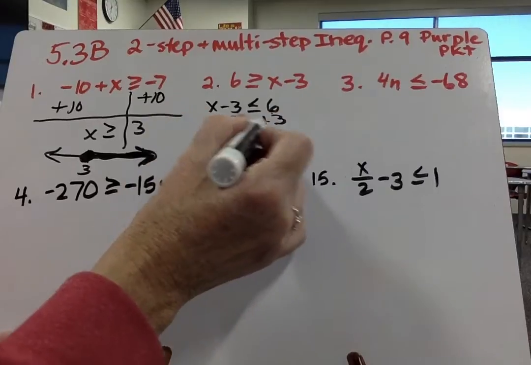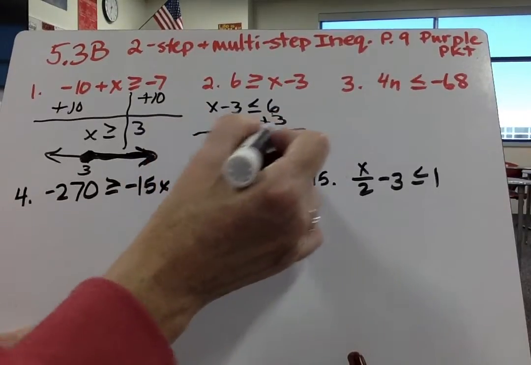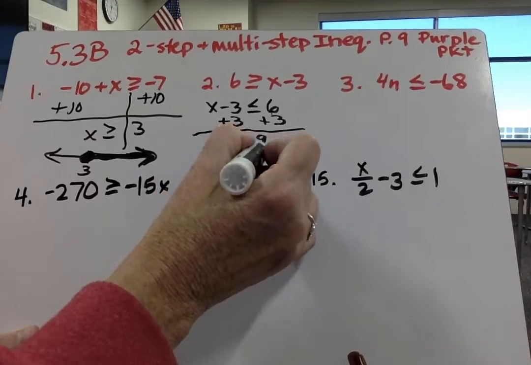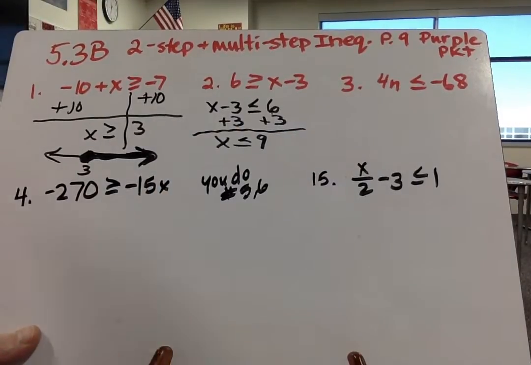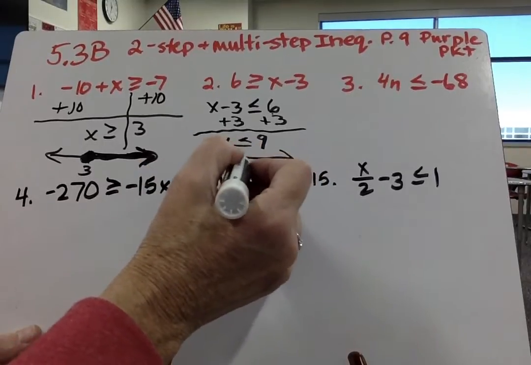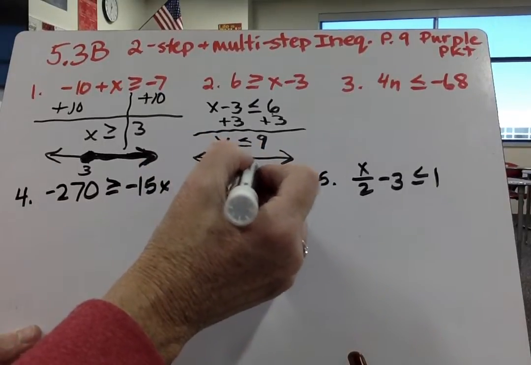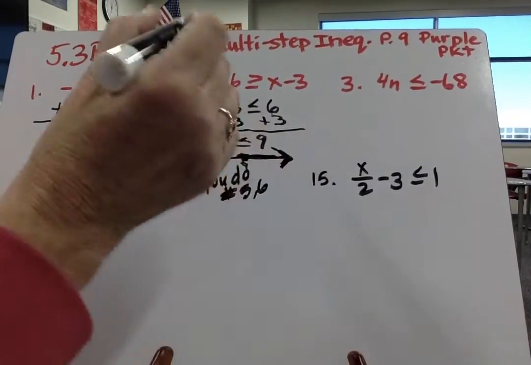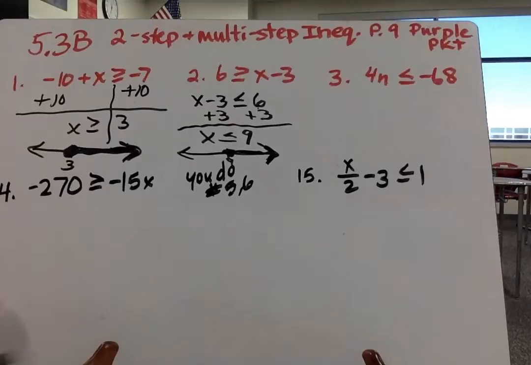Whatever we do on one side of the equation, we do on the other, and you must show this work. Okay? x is less than or equal to 9. Open or closed dot? Closed dot at 9, shaded to the right. Next, we're going to go on to number 3.